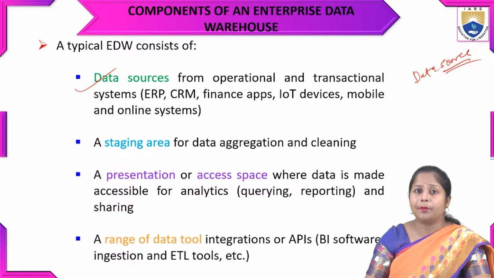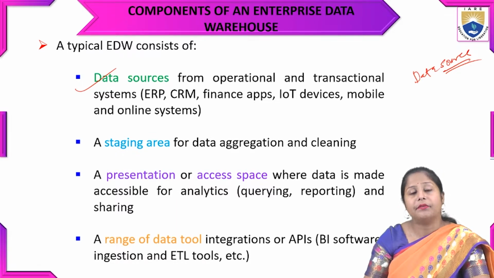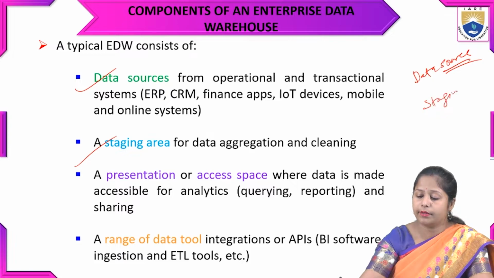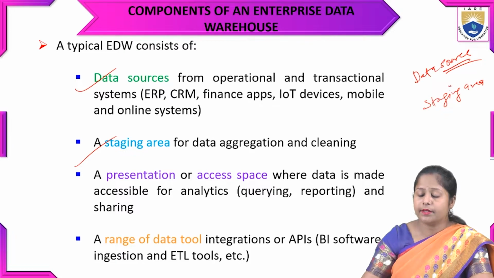So, from the ERP, we can say CRM, the financial applications are there. On the other hand, IoT devices, mobile devices, mobile systems, online systems. So these can be the data sources for the EDW. Second will be the staging area. So there all the data will be staged.